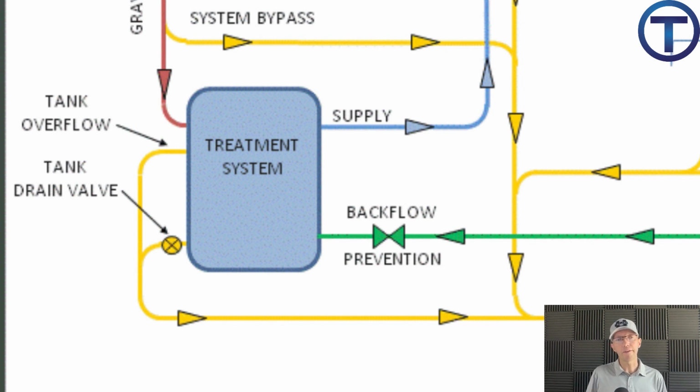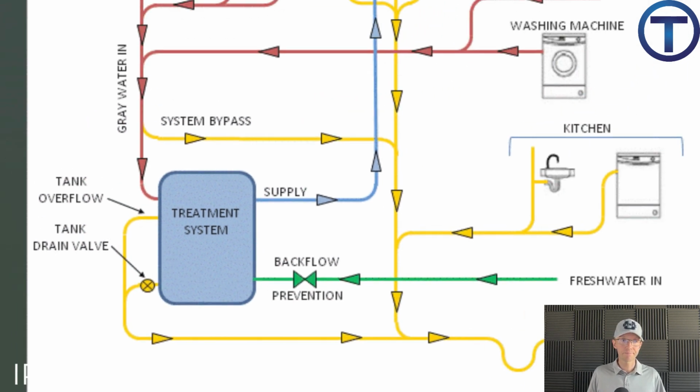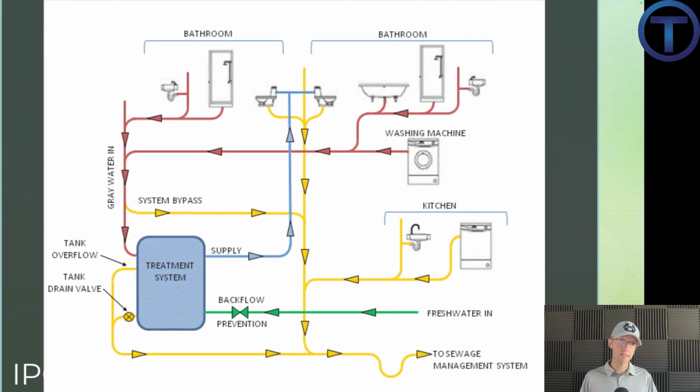But what if there's a different scenario? What if the amount of water coming from all those gray water fixtures is not enough to flush my toilets? Then we're going to need to add some water. So we bring fresh water in. This is actual potable water, and it has to go through the backflow prevention. We're not going to allow this gray water junk to get sucked back into our potable. It goes through backflow prevention into the treatment system, and now we can supplement. If there's not quite enough water happening in this, we can just bump that up and have enough for the toilets.